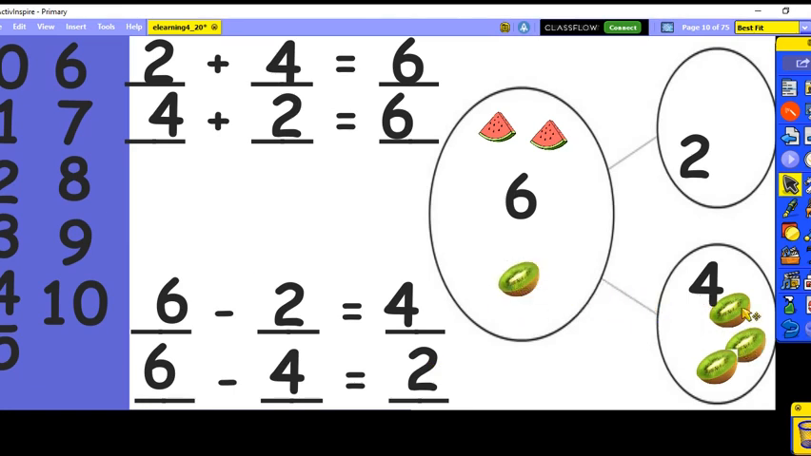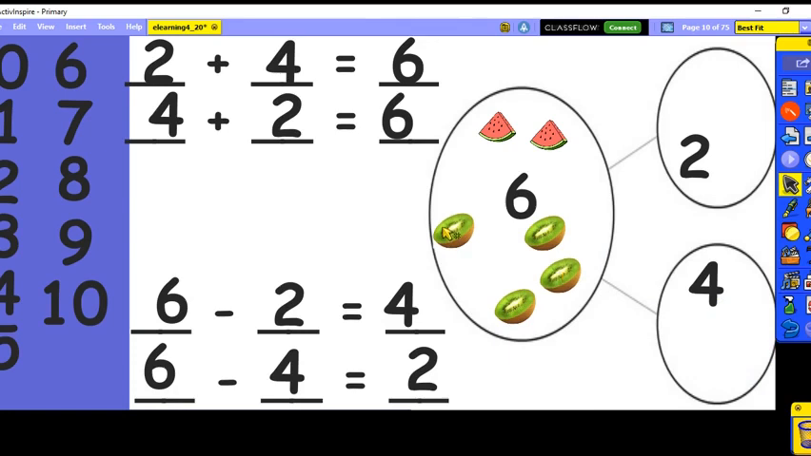Let's put our totals back together now, and we'll look at all of our sentences, addition and subtraction equations to describe this number bond family, or fact family. 2 plus 4 equals 6. 4 plus 2 equals 6. 6 minus 2 equals 4. 6 minus 4 equals 2.